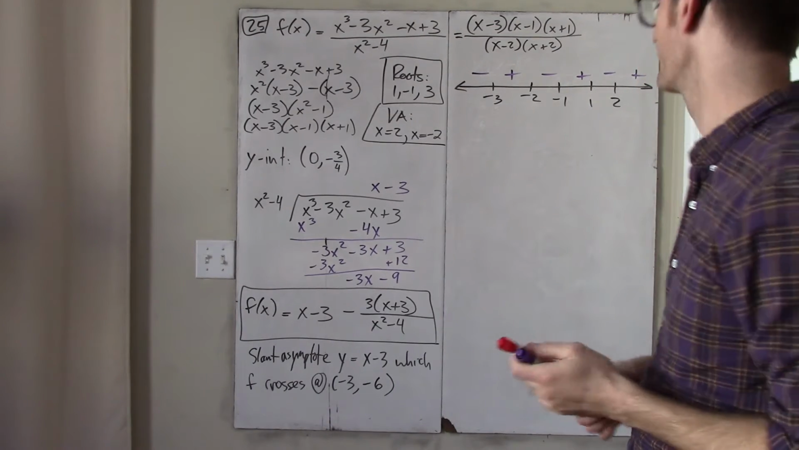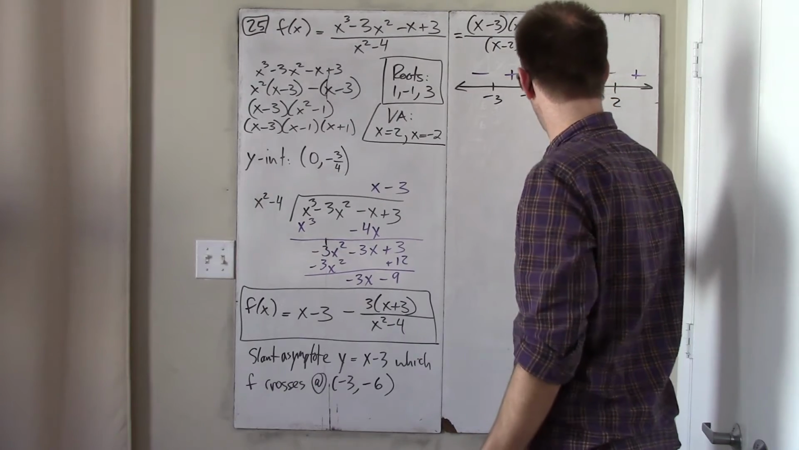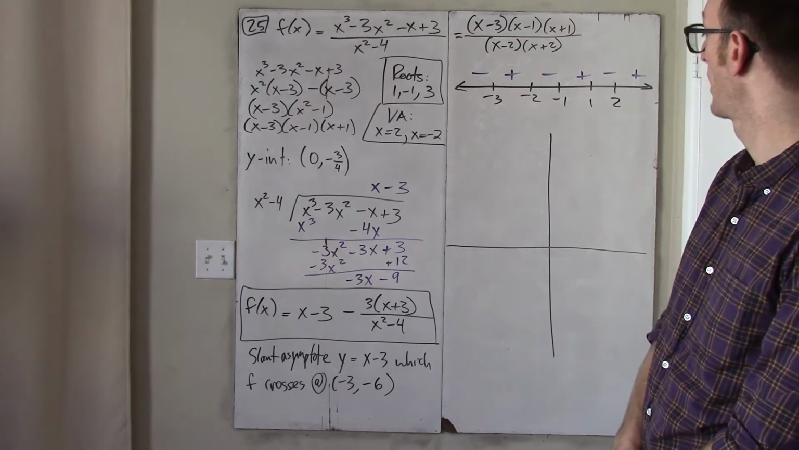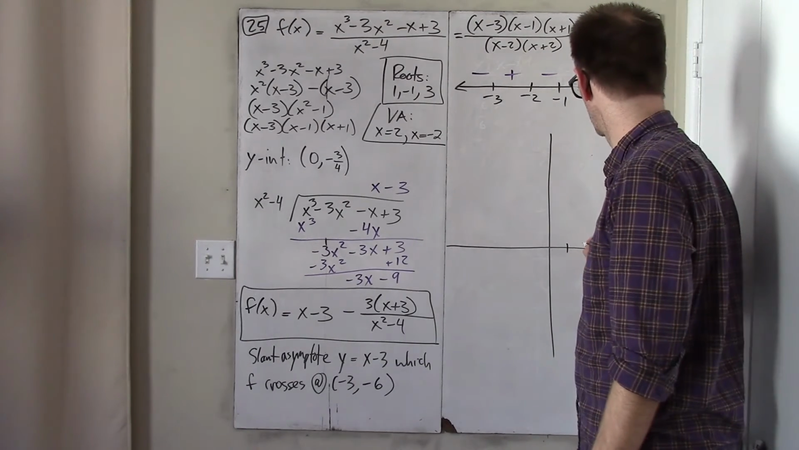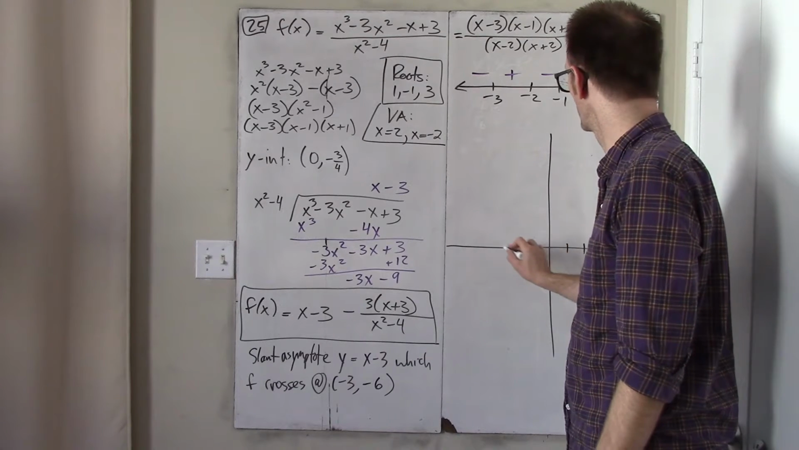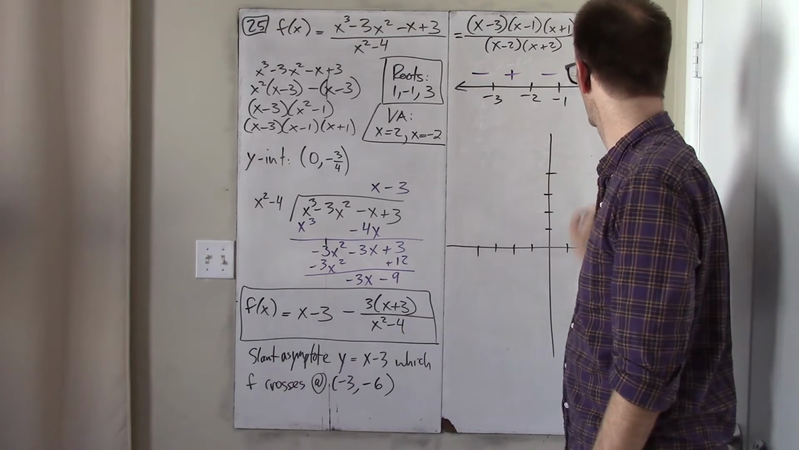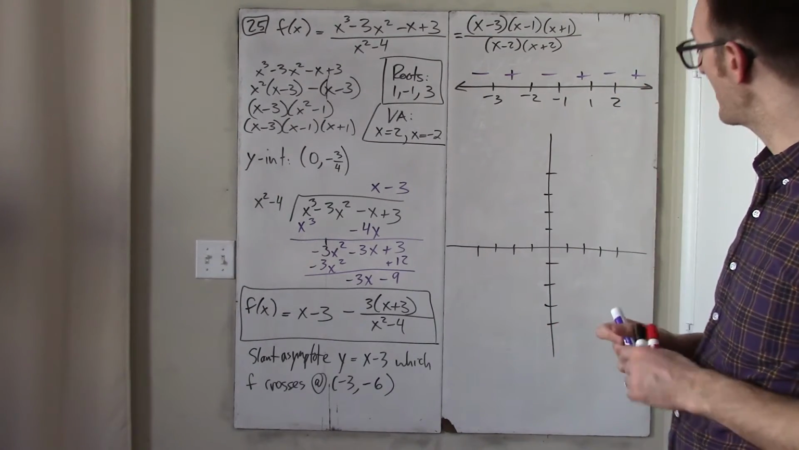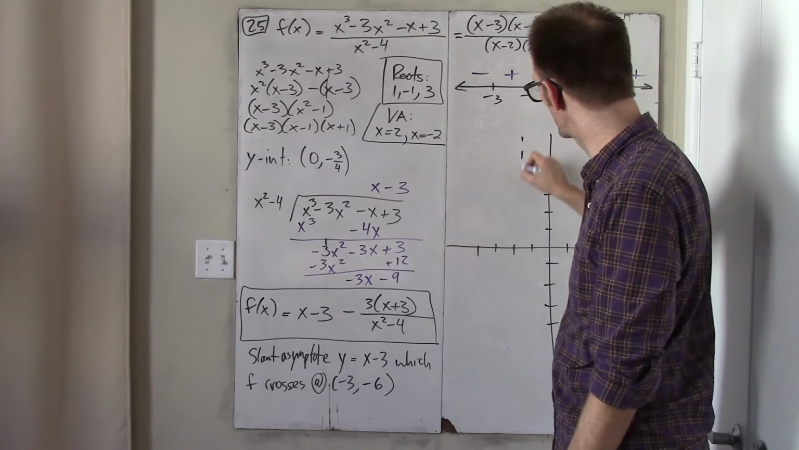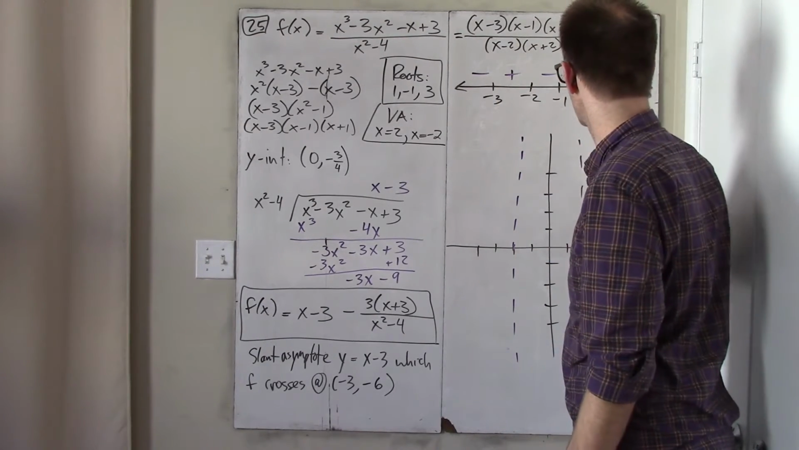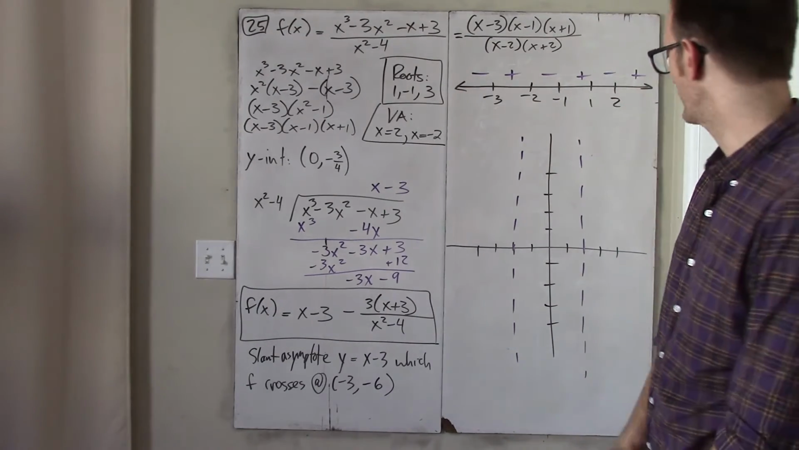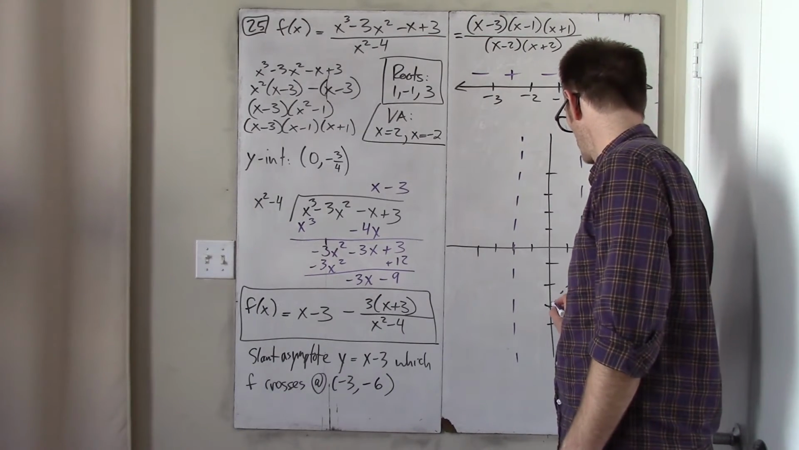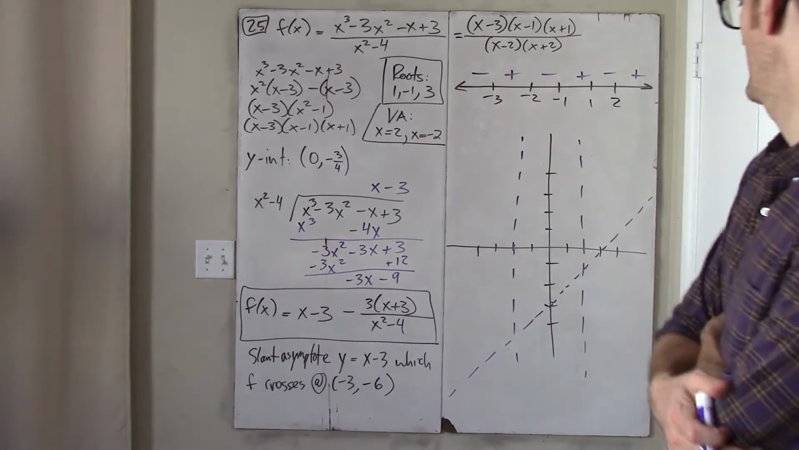Well, yeah, we graph. Let's go. And what do we know? Well, let's see. 1, 2, 3, 4. If there's some kind of mistake, I guess I'll just find it. We have a vertical asymptote at x equals negative 2. We have a vertical asymptote at x equals 2. We have a slant asymptote y equals x minus 3. So that's kind of that one, like there.